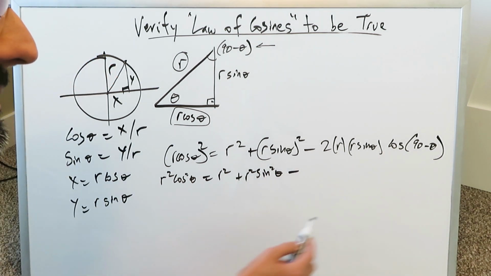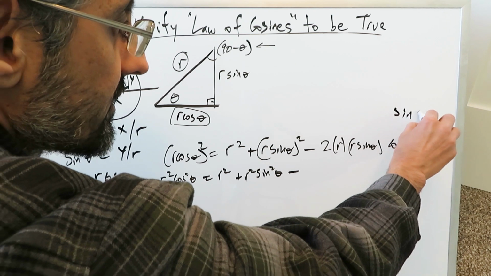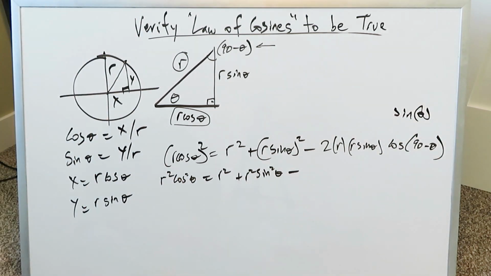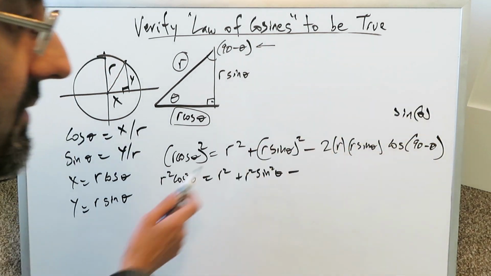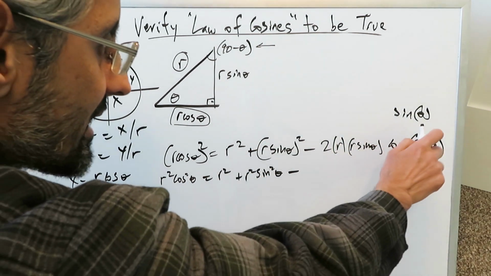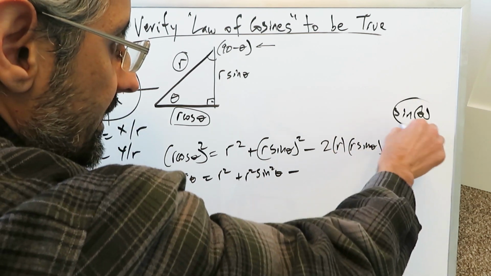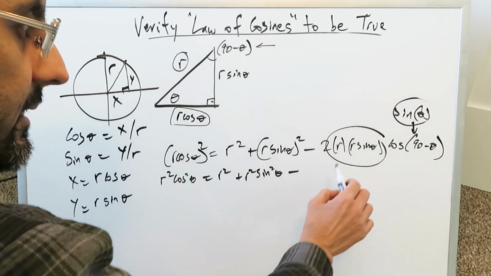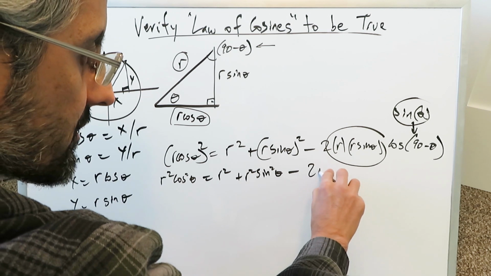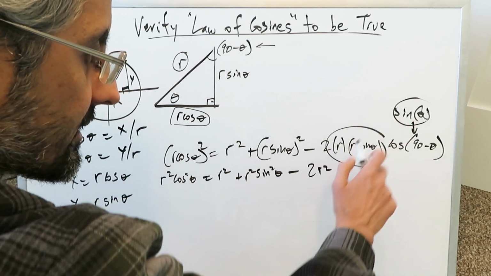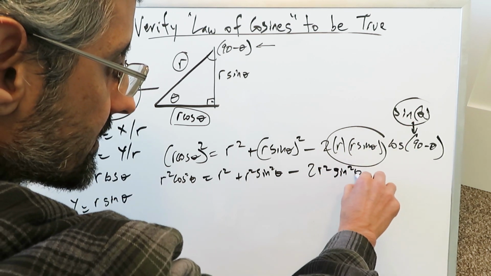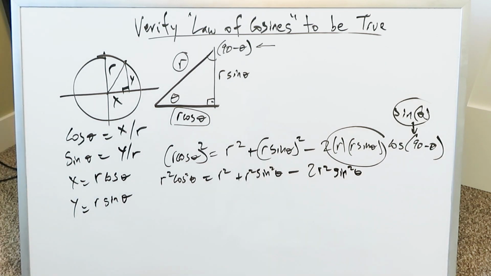90 minus theta by means of a cofunction identity is no different than sine theta. The sine of an angle is equal to cosine of its complement. The cosine of an angle is equal to sine of its complement. So you are in essence substituting that for here. You multiply these items, this item and all of this. When you multiply them, you have r and r. You have a 2r squared, you have a sine theta, you have a sine squared theta. So everything is falling into place.